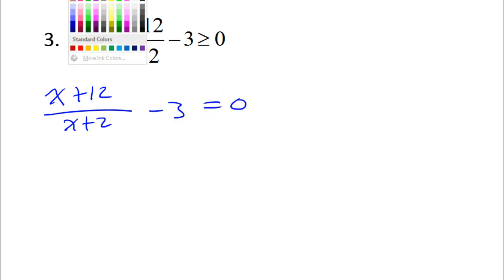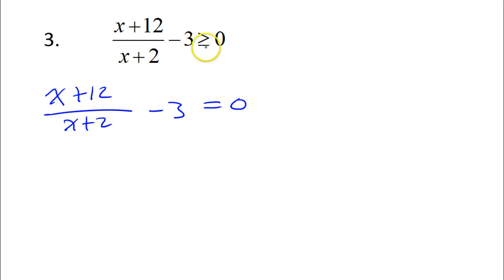But also, other points on the number line will come from excluded values. So looking at the x plus 2, that tells me that x cannot equal -2. So that's a critical value. That's going on the number line. All right, so now let's go ahead and solve this equation and see what else goes on the number line.